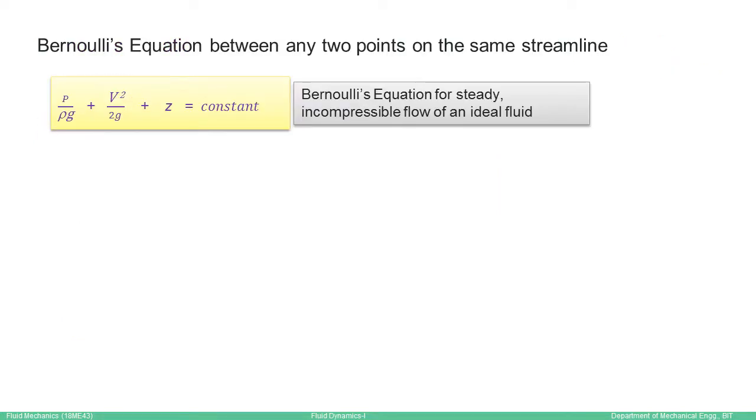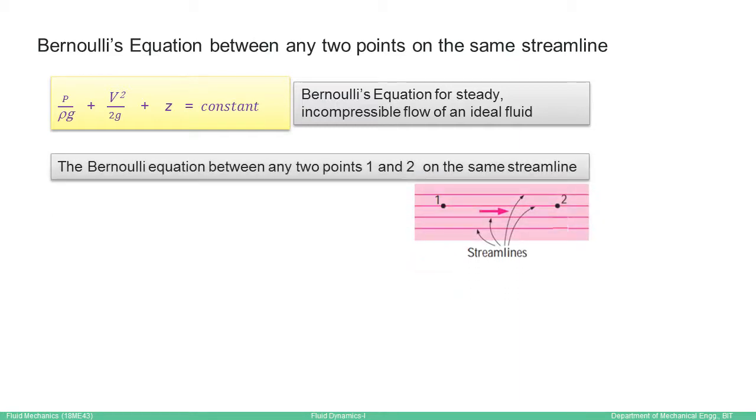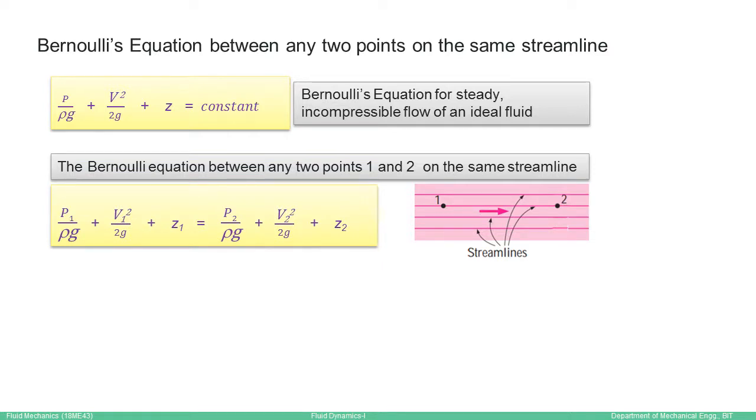The most important application arises from Bernoulli's equation applied between any 2 points on the same streamline. Shown here are different streamlines, and on one of those streamlines I have considered 2 points, 1 and 2. There is a flow along this streamline. Now applying Bernoulli's equation between these 2 points, we have P1 by rho g plus V1 square by 2g plus Z1 is equal to P2 by rho g plus V2 square by 2g plus Z2.